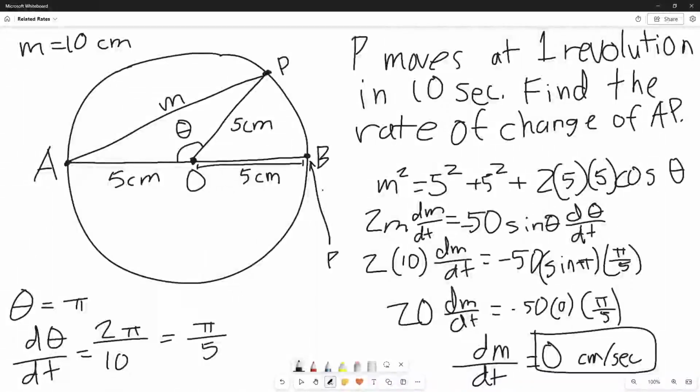So everything that I explained and all the problems that I went through should give you a good introduction to solving problems involving related rates.